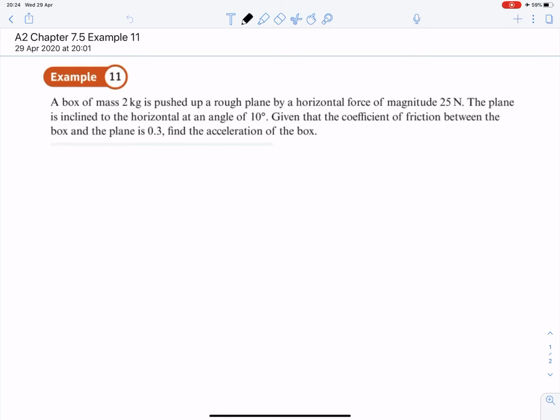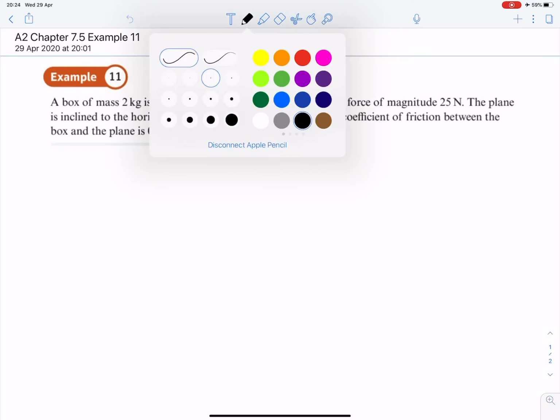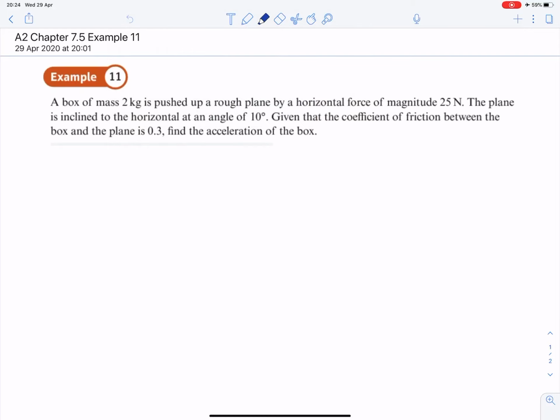Okay, here we are then, example 11. It's the second example to go with section 7.5. And let's go through this in the usual way. Pick out the key information in the question.